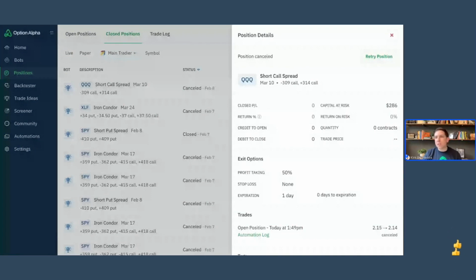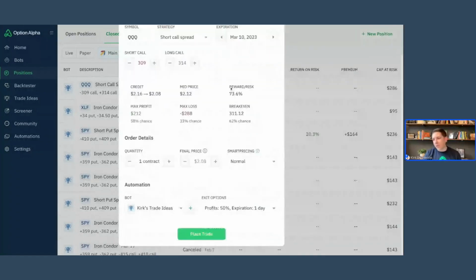If I want to retry this position, which is what you might have to do if you're really conservative with pricing or not aggressive enough in pricing, you just go here and hit this button to retry the position. And guess what it does? It brings up all of your stuff all over again. It sets it in the right bot. It sets your exit options that you selected. The only thing you have to select now is you have to set your final price again, because you could be retrying the position an hour later or 2 hours later or whatever, right?